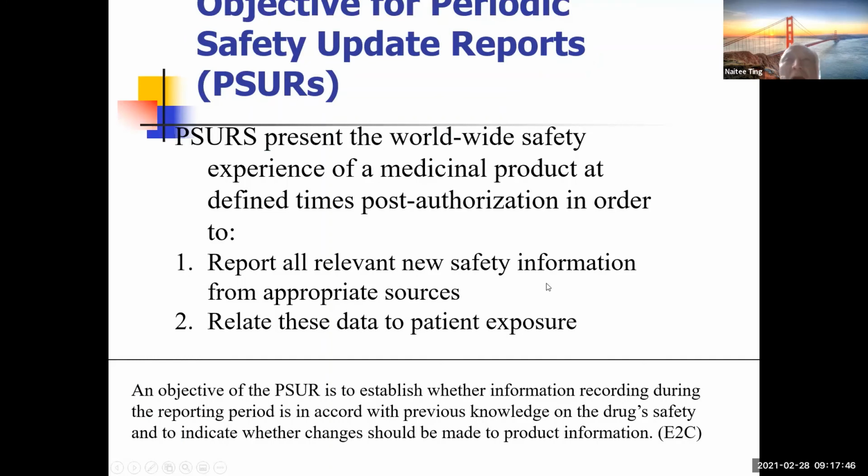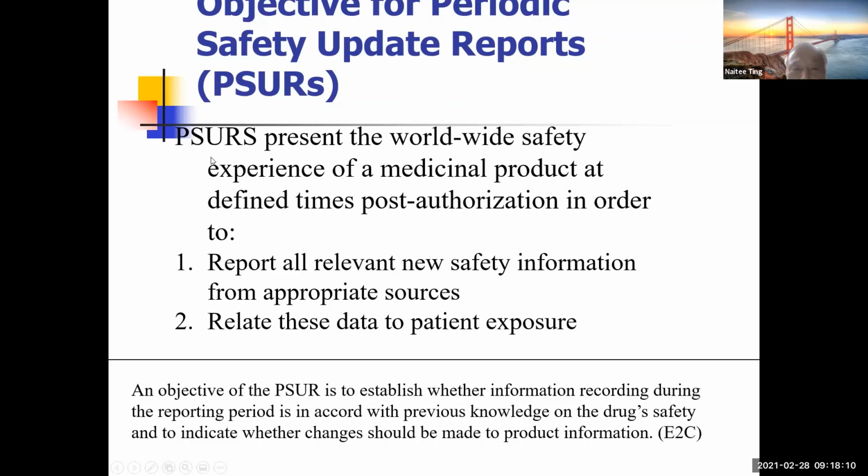All right, so now we're pretty much done with the pre-marketing kind of safety evaluation. Like I said, the true challenge about drug safety is post-marketing. After the drug is approved on the market, we do not have a denominator. So that's a real challenge. That's where you need PSUR, periodic safety update reports.